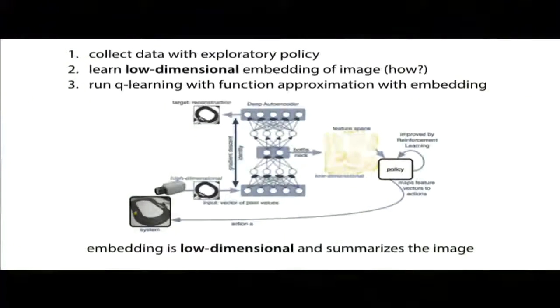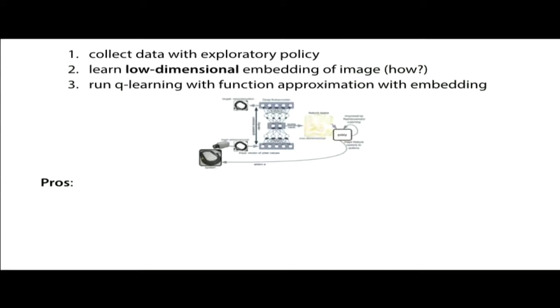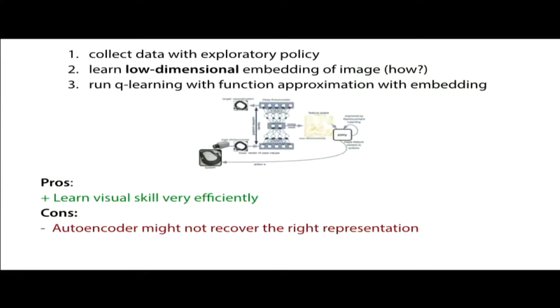Okay, so the key takeaway here is that the embedding is low dimensional and summarizes the image. And because it's low dimensional, that makes the model-free method much faster. Some of the pros of this paper are that it can learn the visual skill very, very efficiently using this low dimensional embedding. The cons are that the autoencoder might not necessarily recover the right representation, and it's not necessarily suitable for model-based methods, as I'll talk about next.